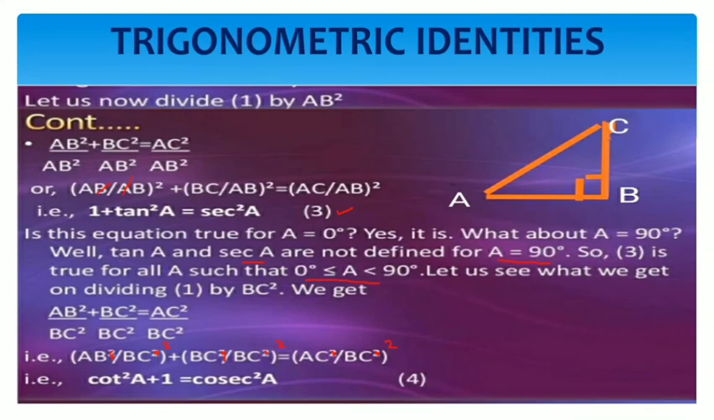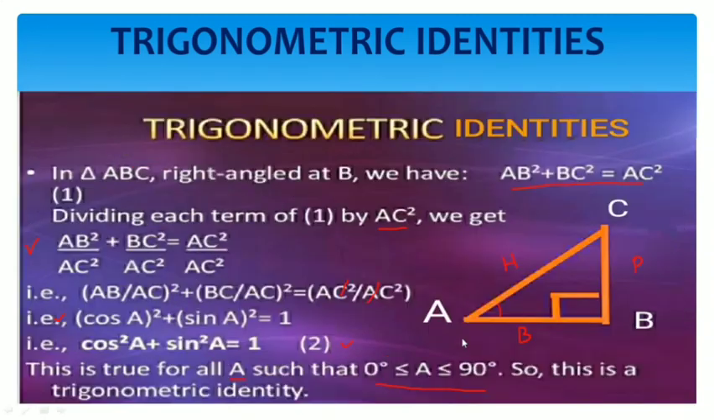Now AB upon BC, base upon perpendicular, is cot. So in place of AB upon BC whole square we can write cot A whole square, and cot A whole square will be cot square A. Now BC and BC will be cancelled, we will get 1. Now this is AC upon BC, hypotenuse upon perpendicular, and hypotenuse upon perpendicular is cosec. So cosec A whole square will be cosec square A. So this is our third identity, that 1 plus cot square A equal to cosec square A.